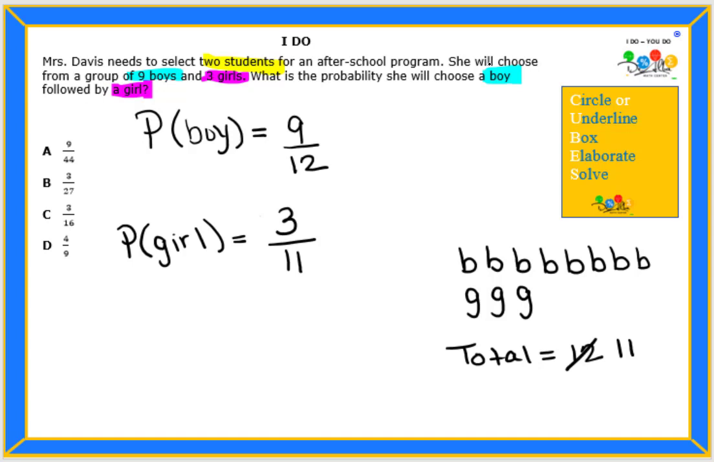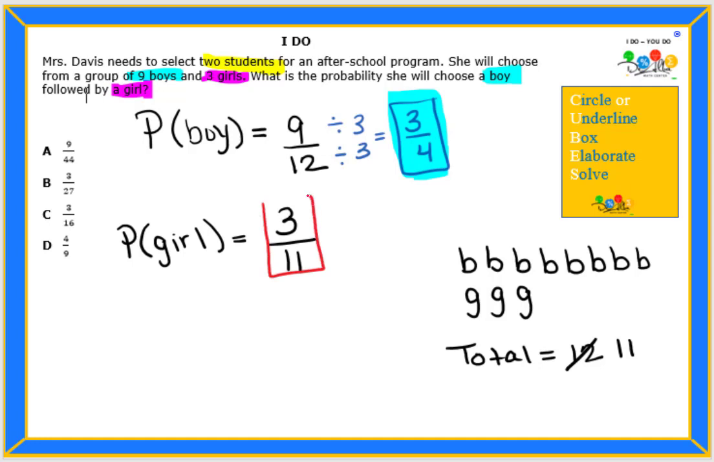So now that we have our 2 probabilities, the probability of selecting a boy and a girl, let's look at our fractions and make sure they can or cannot be simplified. So 9/12 looks like it would be simplified by 3. That would give us 3/4. So the probability of selecting a boy as the first student is 3/4. And then the probability of selecting a girl as the second student is 3/11.